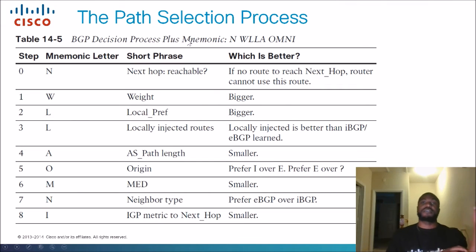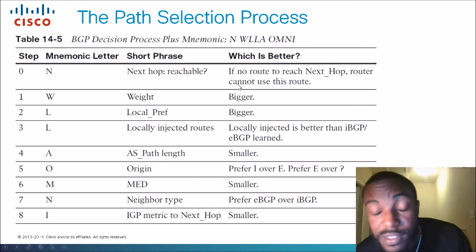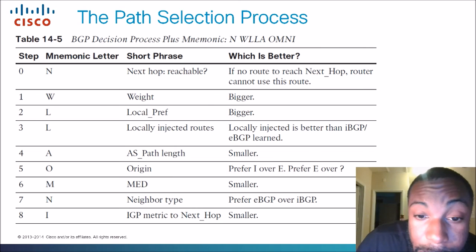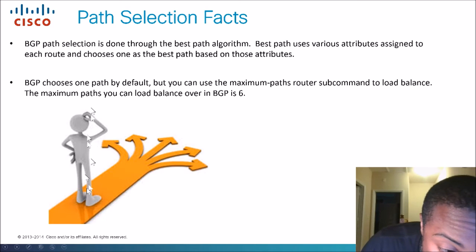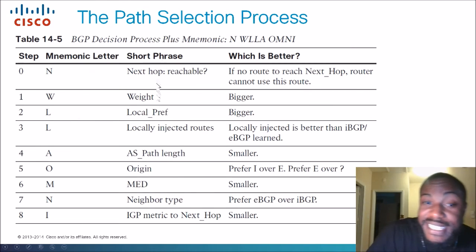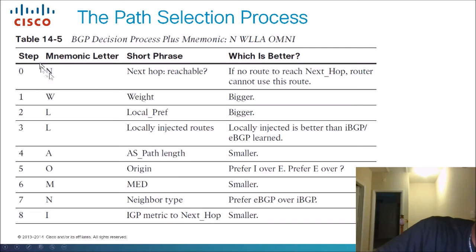So this is the best path selection process. I'm not going to go too far into this, but one way to remember it is this mnemonic, "We Love Oranges AS Oranges Mean Pure Refreshment", or something like that. We go through this anytime we have multiple ways to get somewhere. Whenever we're presented with many ways to get somewhere, we use this best path selection process to figure out the best way to get there.